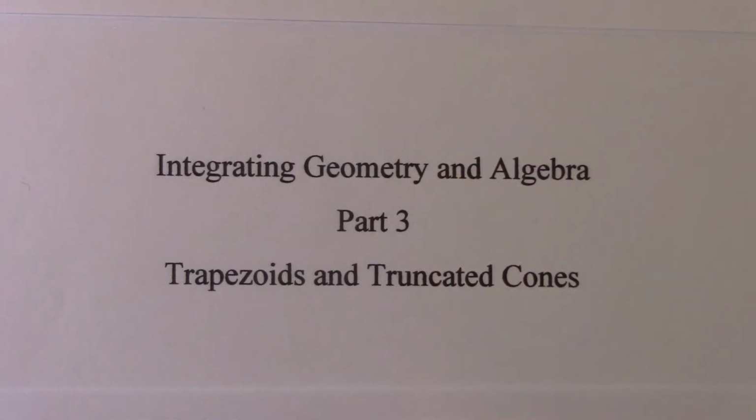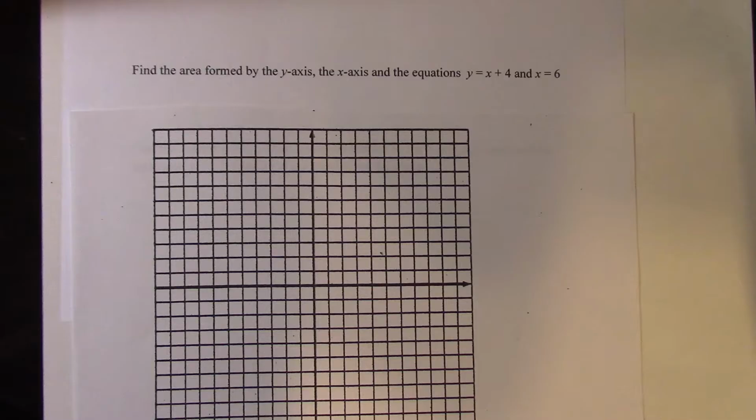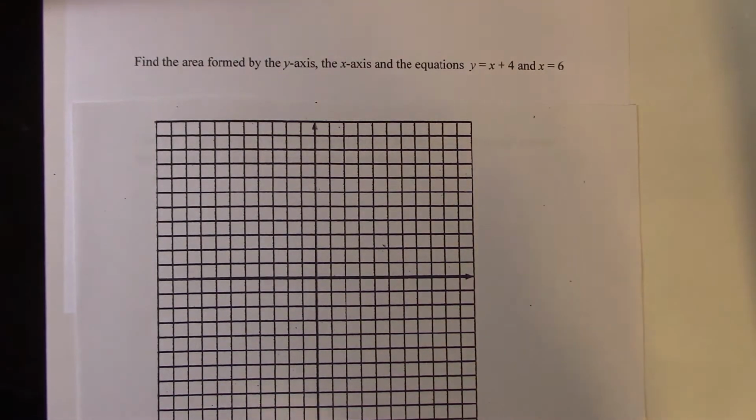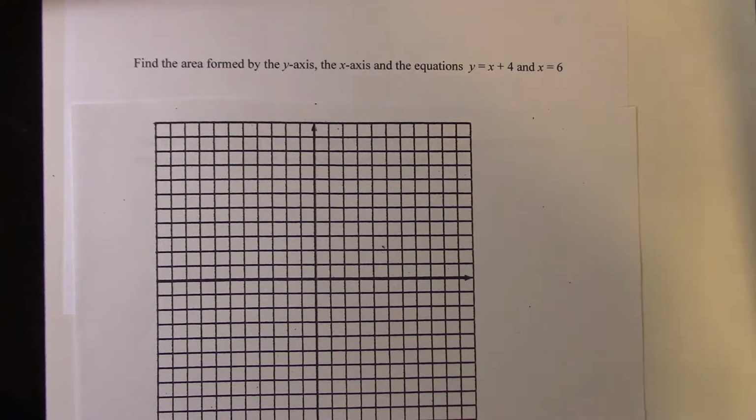In this video, I'm going to show how you can integrate geometry in algebra using trapezoids and truncated cones and using vocabulary that's important to calculus. Okay, for this problem, we're going to find the area formed by the y-axis, the x-axis, and the equations y equals x plus 4 and x equals 6.